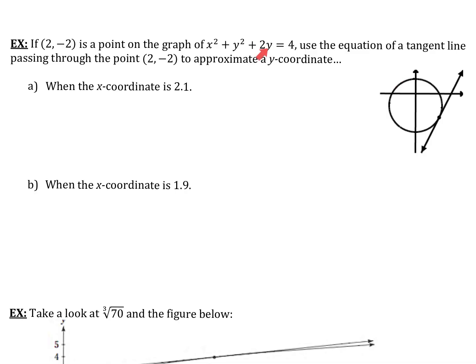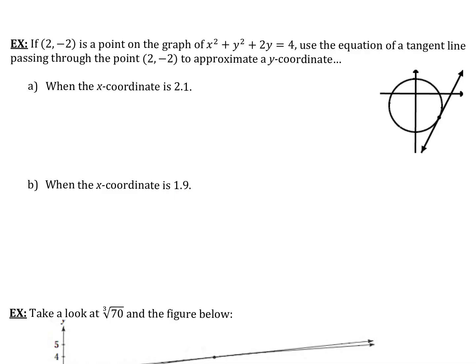If we were to complete the square on this, what we would see is that the center of the circle has actually been shifted down, in this case 2 units on the y-axis, but it is centered on the y-axis. So the values on both sides of x are the same, but it is a circle. And it does say use the equation of a tangent line that passes through the point (2, -2). And then it gives me two scenarios: to find a y-coordinate when the x-coordinate is 2.1, and to find a y-coordinate when the x-coordinate is 1.9.